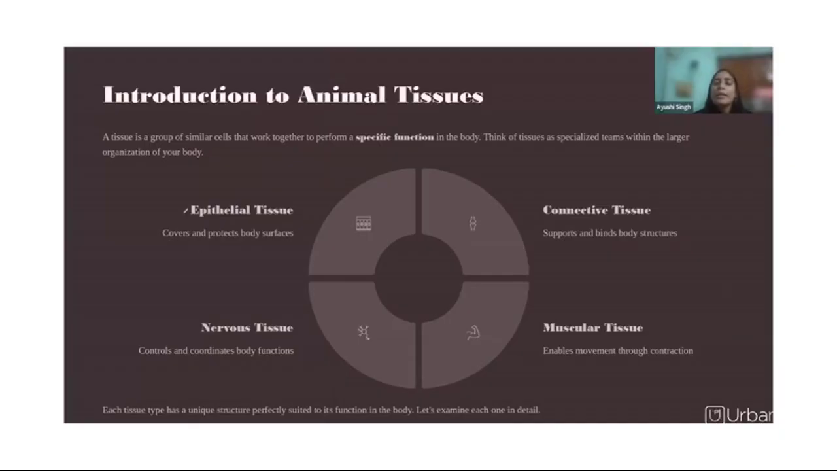So here there are mainly four kinds of tissues: epithelial, connective, nervous, and muscular, and all these tissues will help your different organ systems to function in a proper manner. Now again, what exactly is a tissue? A tissue is a group of similar kinds of cells that perform a specific function together.